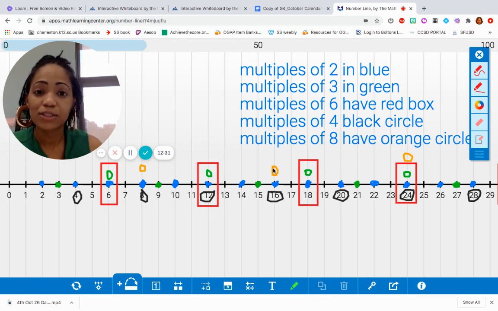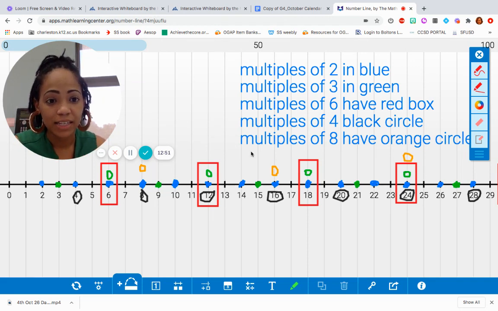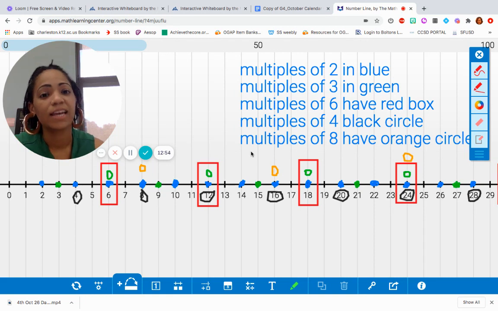All the multiples of 8 on the circle here are also multiples of 2 and 4. And I wonder why that is. Do you guys know? Remember doubling? 4 is 2 doubled, and 8 is 4 doubled. So all of the multiples of 4 are going to be a multiple of 2. All the multiples of 8 are also multiples of 4 and multiples of 2, okay?